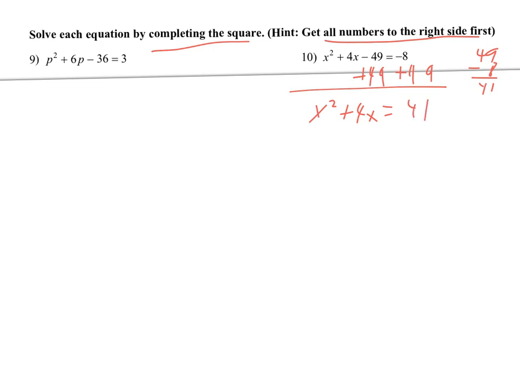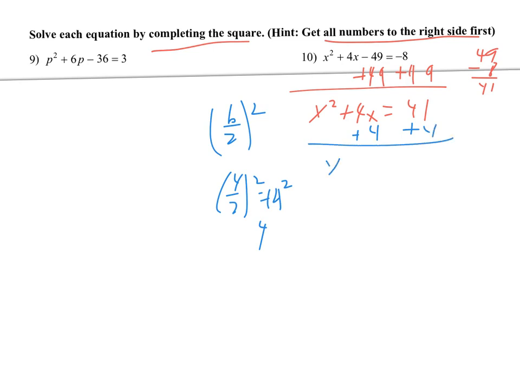All right, so now I need to do b over 2 squared for completing the square. That's kind of just our process here. So that is 2 squared. And so that is 4. So that means I need to add 4 to both sides here. So this will be x squared plus 4x plus 4, and this will be 45.